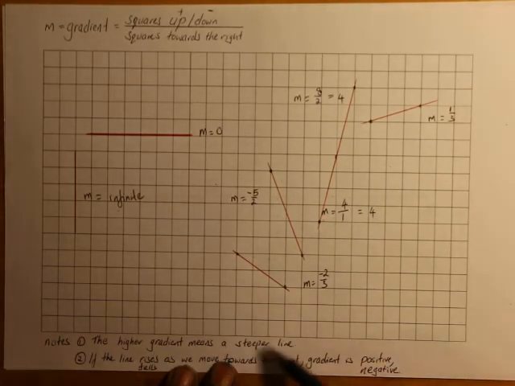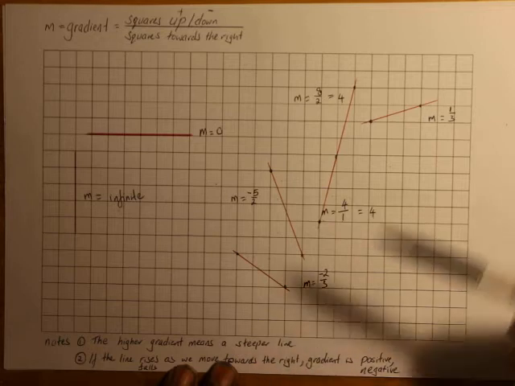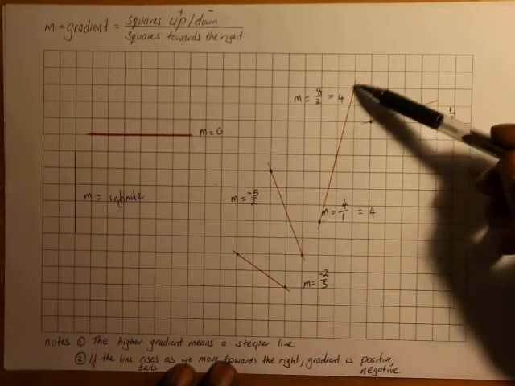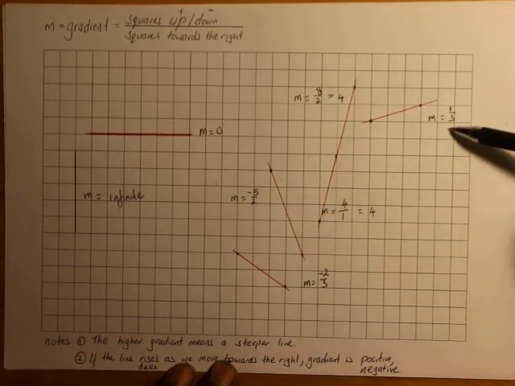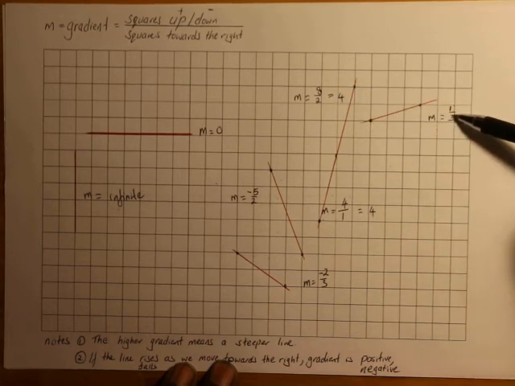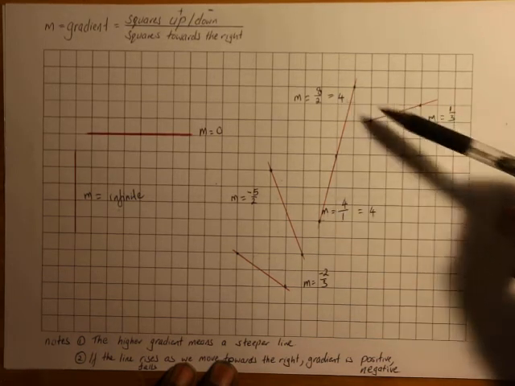The higher gradient means the steeper the line is. So if we look over here, this line's got a gradient of 4, this one here is 1/3, 4 is greater than 1/3, so this line is steeper than this one.